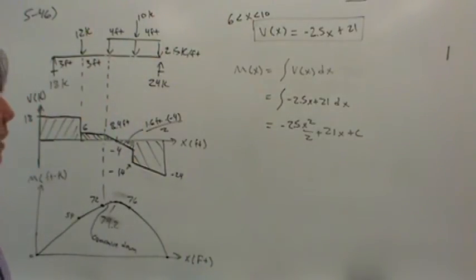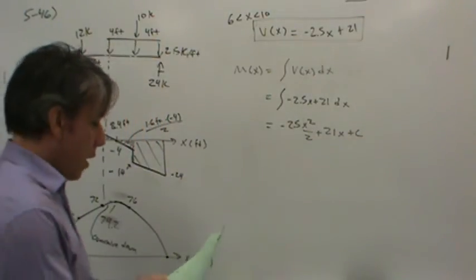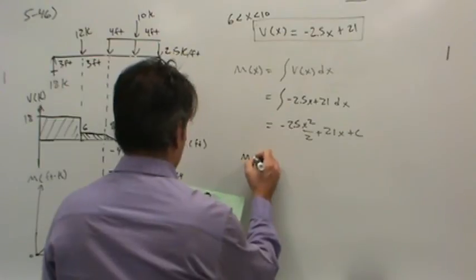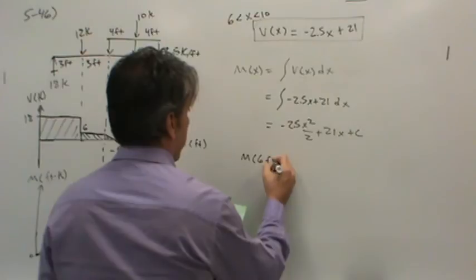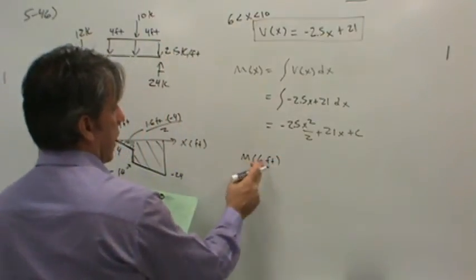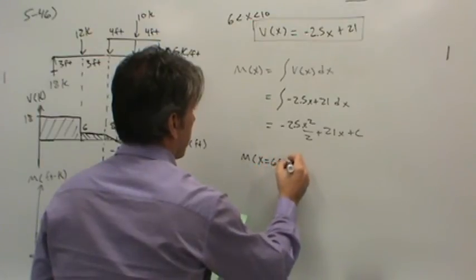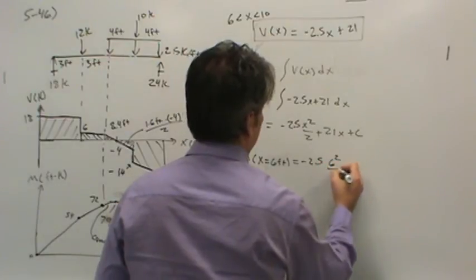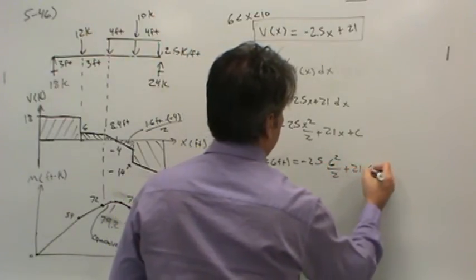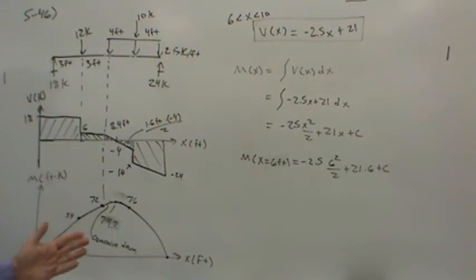And then again, I'll just plug in the end conditions to figure out what the constant of integration is and then verify at the other end. So if we plug in a moment at x equals 6 feet, I'll make that clear what I'm plugging in. X equals 6 feet would be negative 2.5 multiplied by 6 squared over 2 plus 21 times 6 plus c. Now we know what the moment should be at 6 feet. It's right here. It's 72.